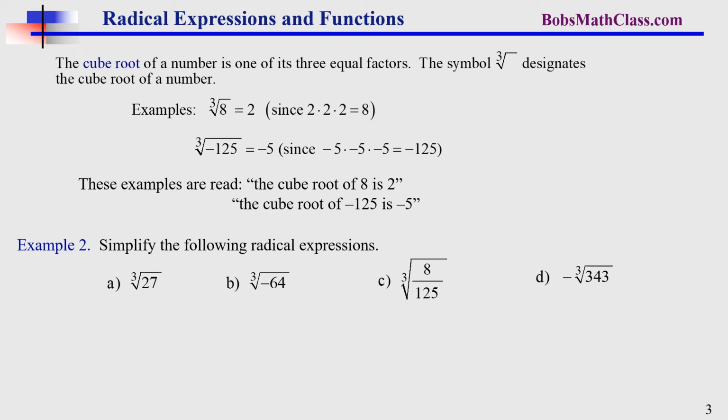All right, A, cube root of 27. What multiplied by itself 3 times is 27? Again, you should always pause the video and try to work it out. So the answer is 3. How about the cube root of negative 64? Negative 4, because negative 4 times negative 4 times negative 4 will equal negative 64.